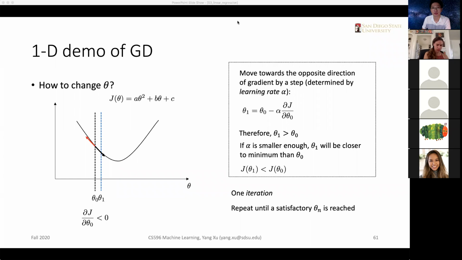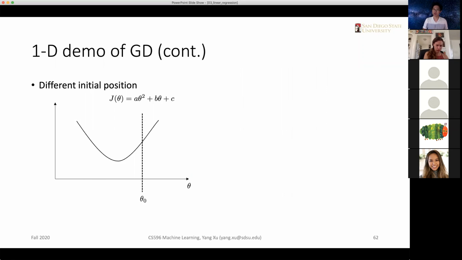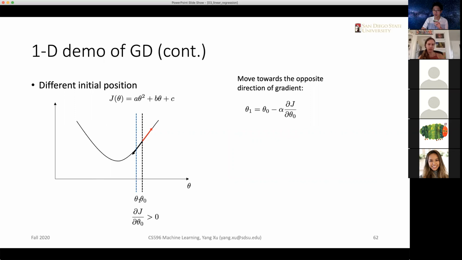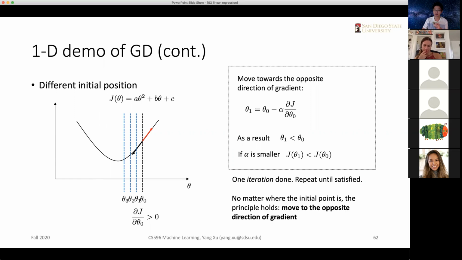Okay, so that's the demo with 1D gradient descent. We can simply repeat the steps until we reach the minimum points. Let's look at another case in this example. If we start with a different initial position of theta 0, then this time we're on the right and the gradients point to the right, right? So we need to move towards the opposite. That means we basically need to move towards the left side, right? That's where the black arrow pointed. So we will get a theta 1 out of theta 0, and the cost function J(theta 1) is smaller than J(theta 0). Okay, that's one iteration done. And then we can repeat this step.